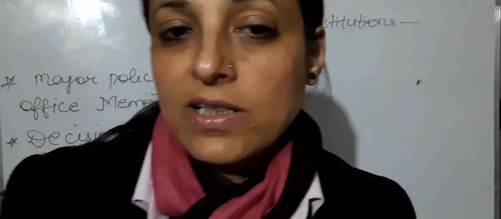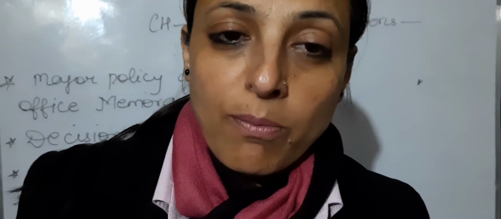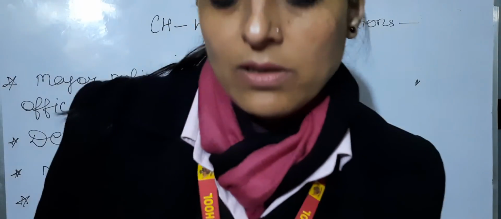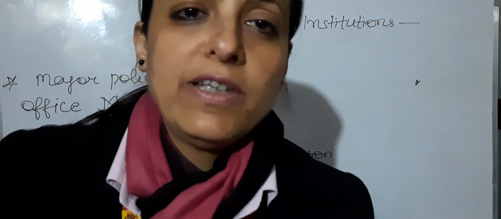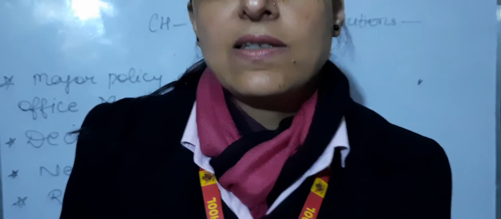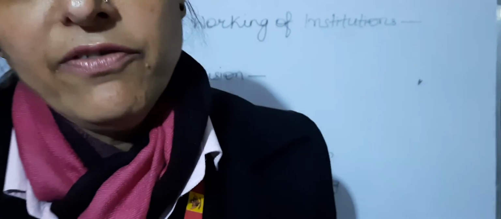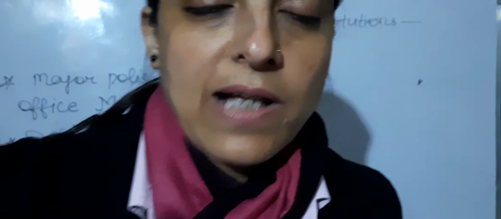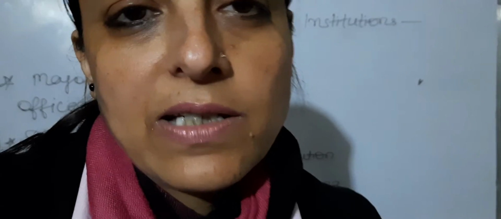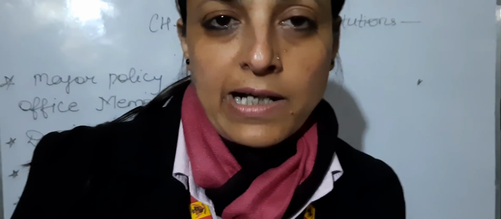Six years is the term, and 233 members are elected, plus 12 are nominated by the President of India. These are eminent personalities in the fields of movies, sports, literature, science, languages, and different areas. The eminent personalities who have achieved excellence in their field are nominated by the president as MPs in the Rajya Sabha.